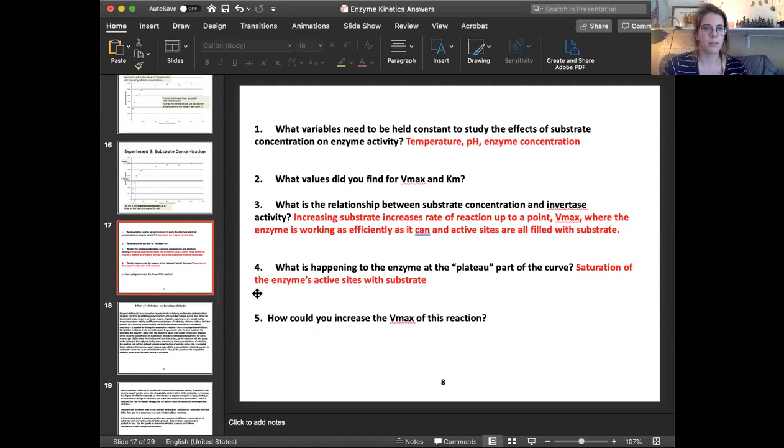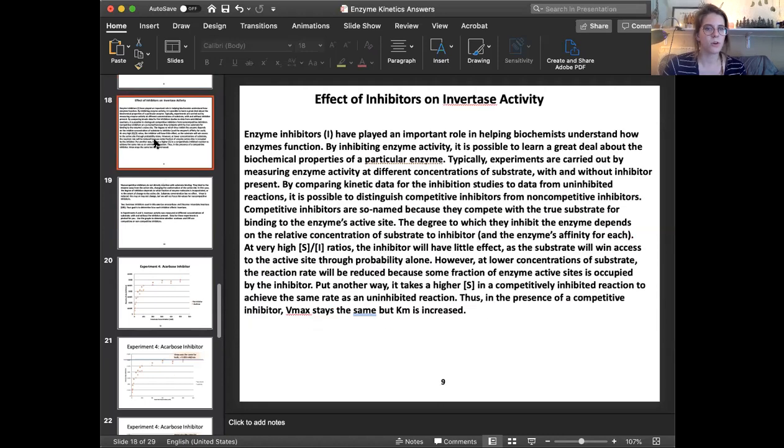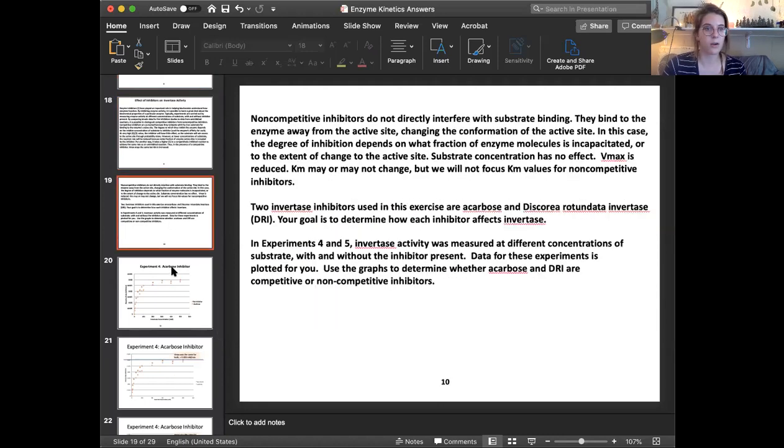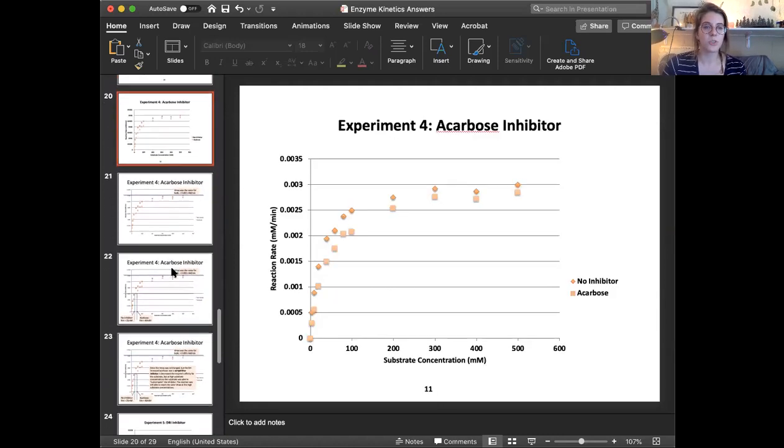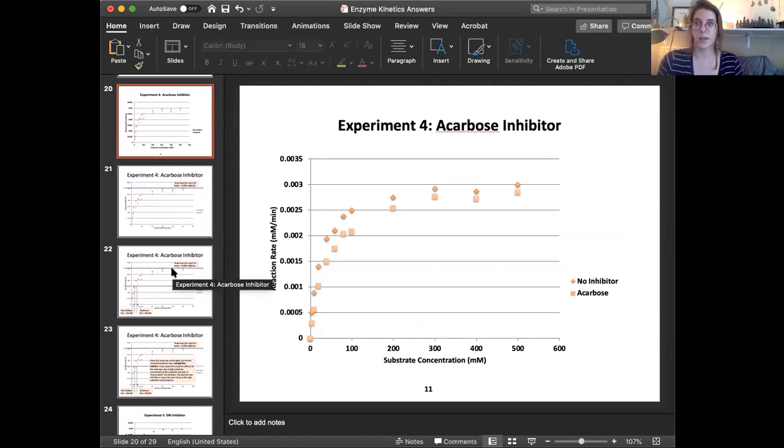I believe we talked about all of that. Yes, we did. Okay, skipping over these, but make sure to read them. They are important. So now we're doing the inhibitors and trying to compare or trying to guess which one is competitive or which is non-competitive. So let's look at this one first, experiment 4.